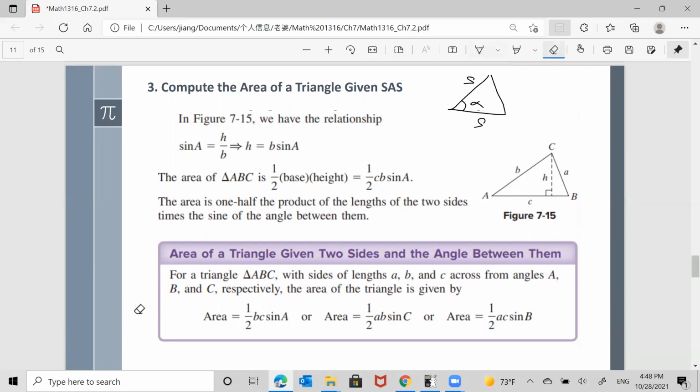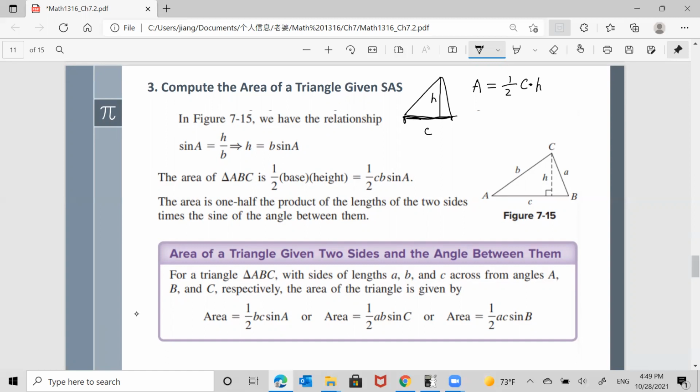Why? Let's see. For any kind of triangle, for example, I just draw a triangle randomly. We need a base, we need a height to find the area. So for example, the base, we say this is C. From here to here, the distance is C. The height is H. The area of triangle equals 1/2 C times H.